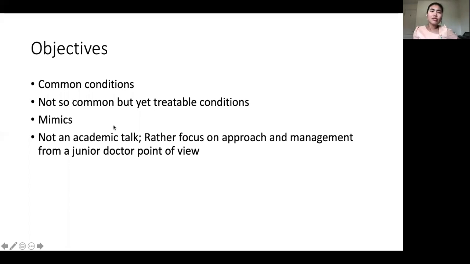I'm just going to talk about some relatively common conditions and some conditions which aren't that common but treatable, so you shouldn't miss those. I'm also going to talk about some conditions that can present like acute neuromuscular weakness, but actually aren't. This is not going to be an academic talk. Like I said, you have a lot of resources, thousands of articles. So I'm just going to focus on approach and management from a junior doctor point of view. When you graduate and start working as a junior doctor, how are you going to manage a patient presenting with acute neuromuscular weakness?